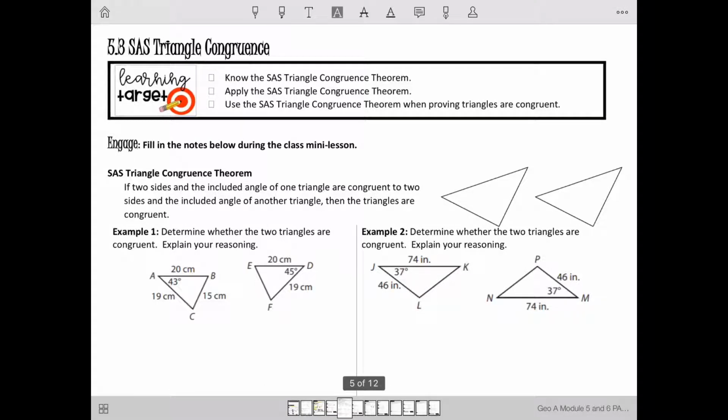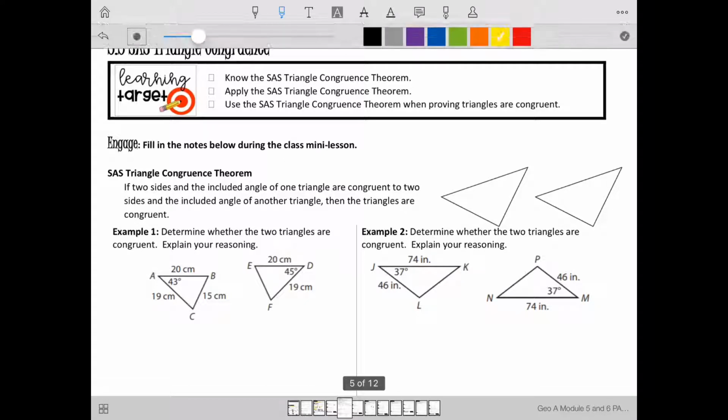Hello, in today's video we are talking about section 5.3, which is about SAS Triangle Congruence. Last time we talked about ASA Triangle Congruence. Today we're talking about SAS. So SAS Triangle Congruence. SAS, if you haven't guessed it yet, stands for side angle side.